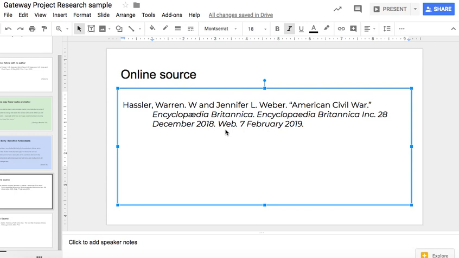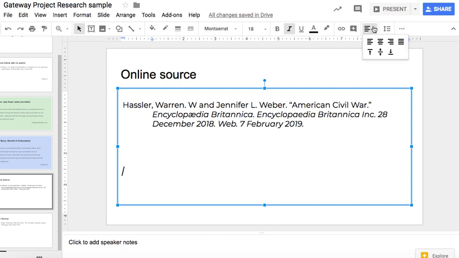Once we've created our citations, the last step is to create an internal citation. And our internal citation is how we're going to tell the world that we found information inside of our paper. And we do it now so that we don't have to worry about it later, and it's kind of a no-brainer.